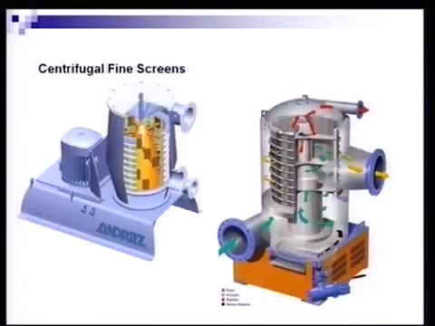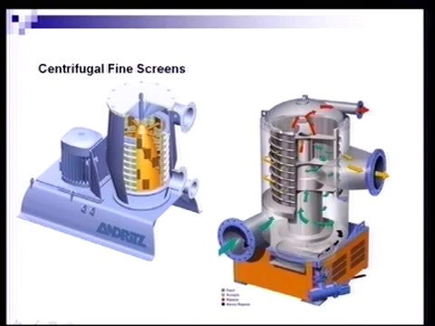There are 2 basic types. There's one that feeds from the top. That is, it comes in tangentially, feeds around inside the basket. The rotor clears the basket, and the accepts come through the screen plate and report out here. The rejects are retained on the screen plate and report out at the bottom.